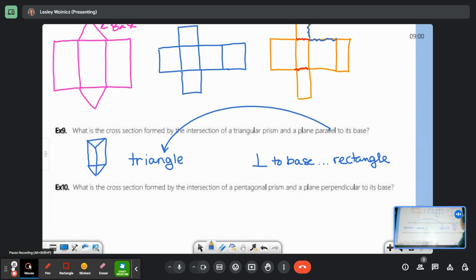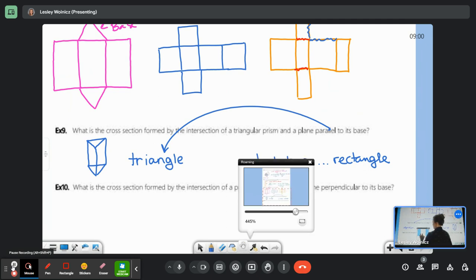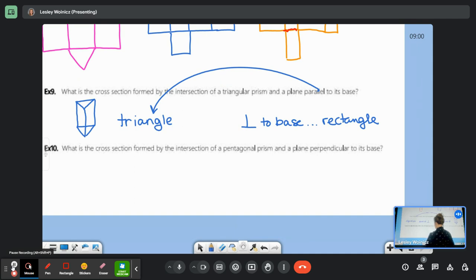All right. What about the last one? What about a pentagonal prism and a plane perpendicular to the base? Yeah, a rectangle. Does anyone need to see it? Do we need to draw a picture?